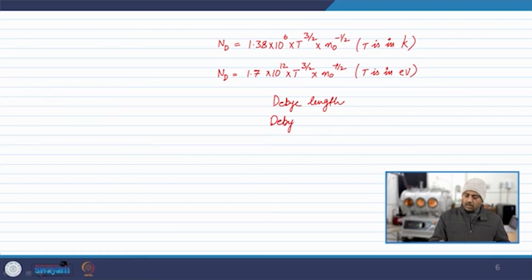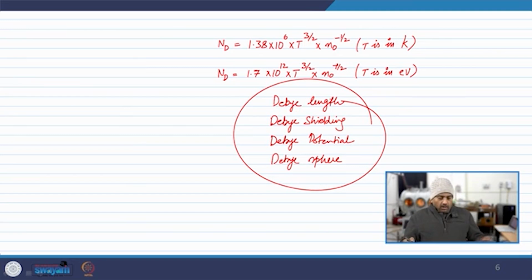Debye shielding, Debye potential and Debye sphere, right.